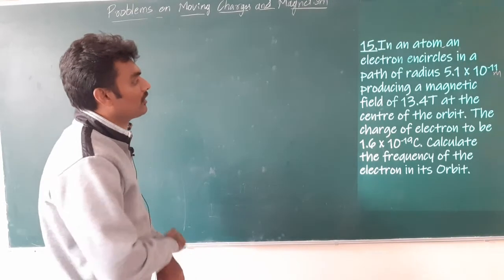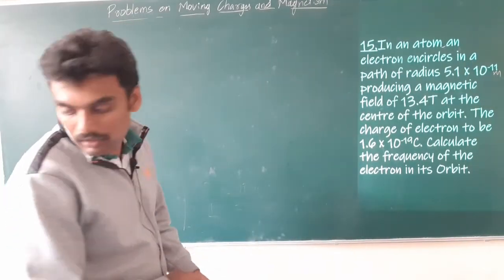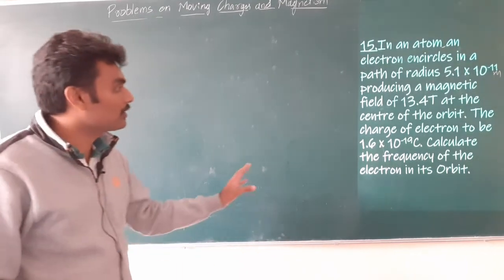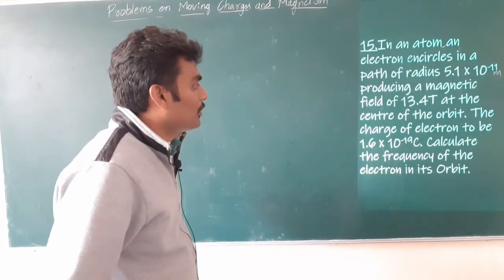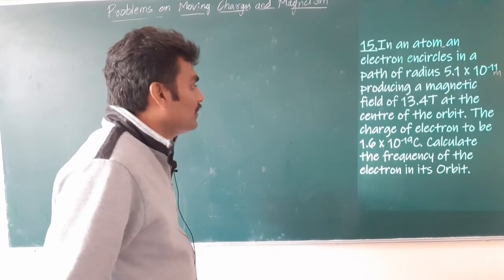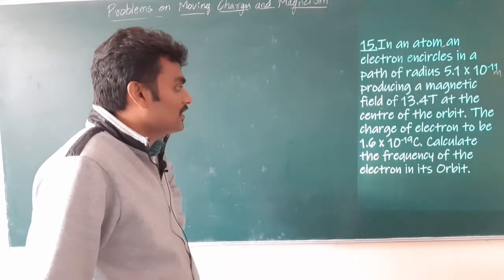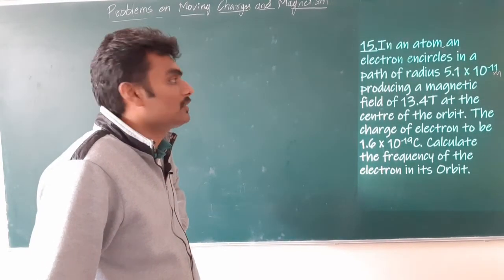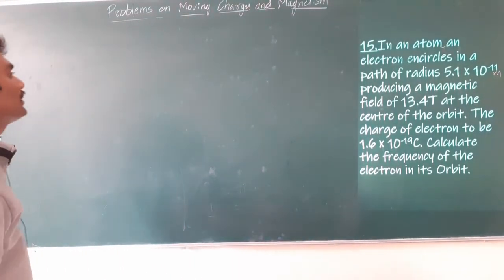Producing a magnetic field of 13.4 Tesla. 13.4 Tesla is a huge magnetic field actually, at the center of the orbit. Take the charge of electron to be 1.6 into 10 to the power of minus 19 coulomb. Calculate the frequency of the electron in its orbit. Okay, what and all is given?